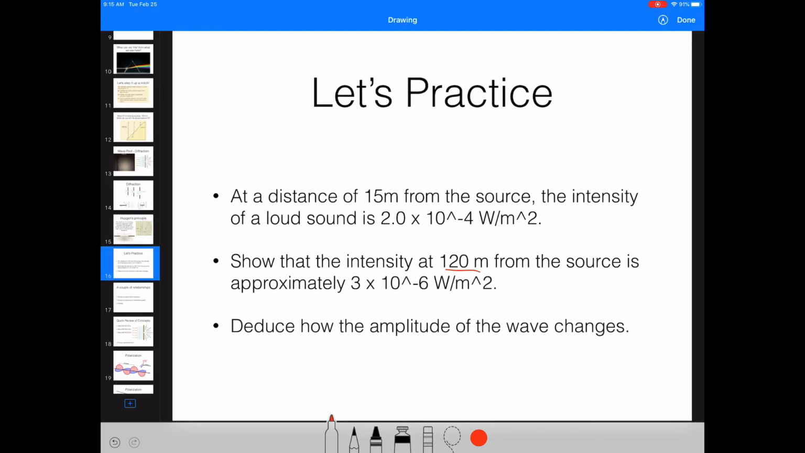So this is actually going to use an equation from our formula packet. The equation is I equals P over 4 pi r squared. I encourage you to take a second to pause the video and go and find this equation so that you know where it is. This is an important equation because it relates intensity to power and distance.